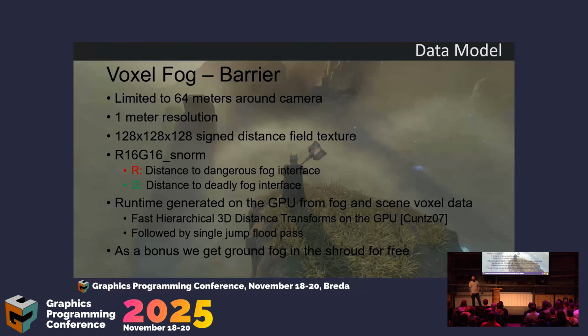We generate the SDF on the GPU using a technique called fast hierarchical 3D distance transform, followed by a single jump flood pass to compensate some errors that the hierarchical method introduced. Because we also take the scene voxel data into account, we get beautiful ground fog in the shroud for free.